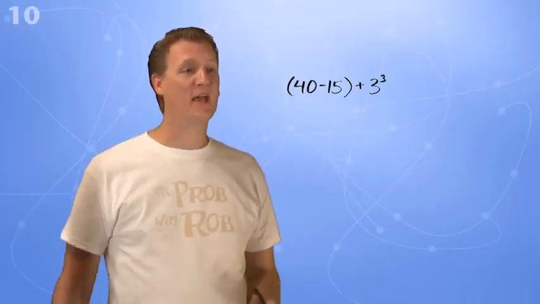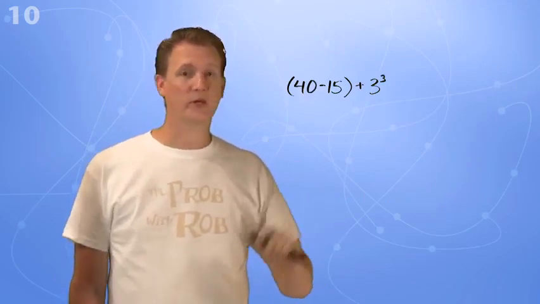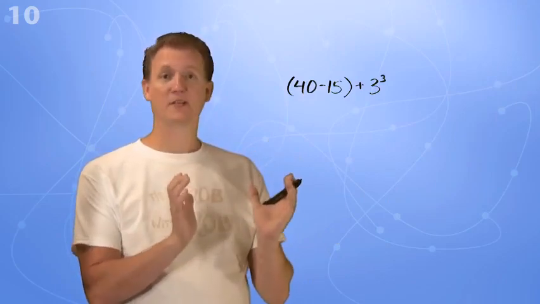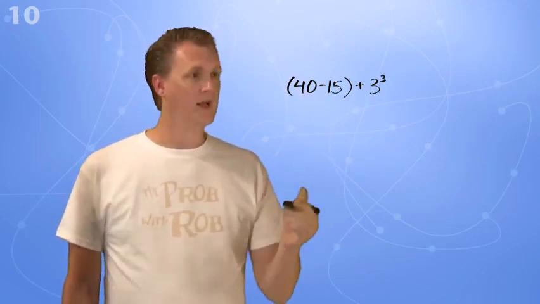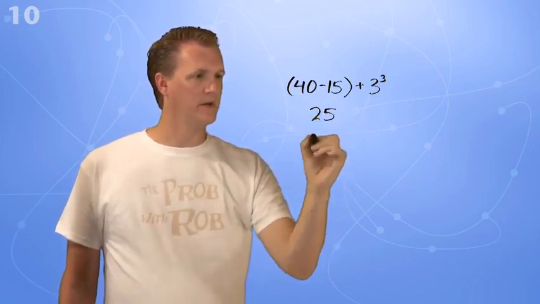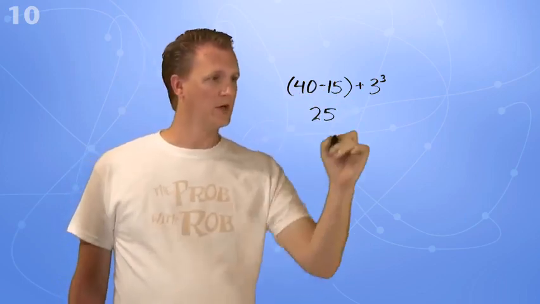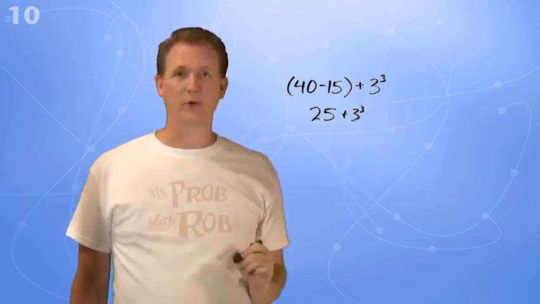All right, now we have the quantity of 40 minus 15 plus 3 to the power of 3. And you'll remember that we do whatever's in parentheses and brackets first. So that means we do the 40 minus 15 first, and that gives us 25. Now that we have just a single number to work with, we don't need to worry about the parentheses anymore. So we bring down the plus 3 to the power of 3.